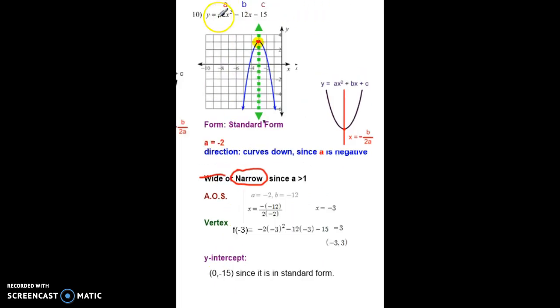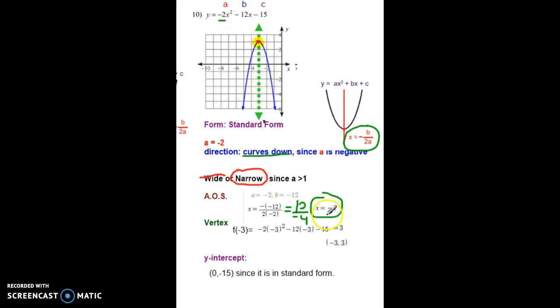In problem number 10, we're going to label our ABCs. This is in standard form. My a is -2. So I know this is going to curve down and it's going to be narrow, or a stretch compared to the parent. So I'm going to calculate my axis of symmetry. Opposite of b, which would be 12, so that would be 12 over 2 times -2, so over -4. That's how I get -3. So I put -3 on the graph.